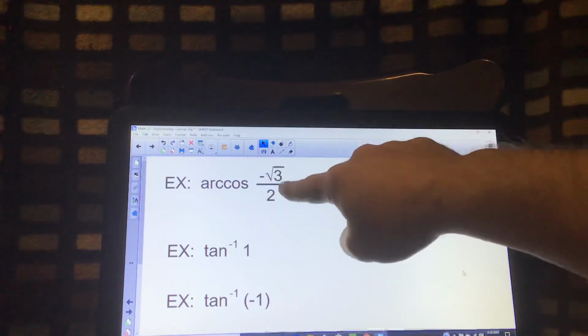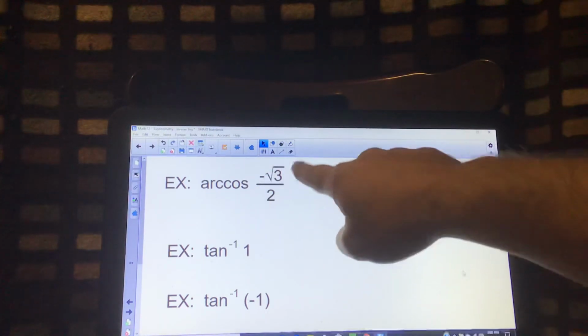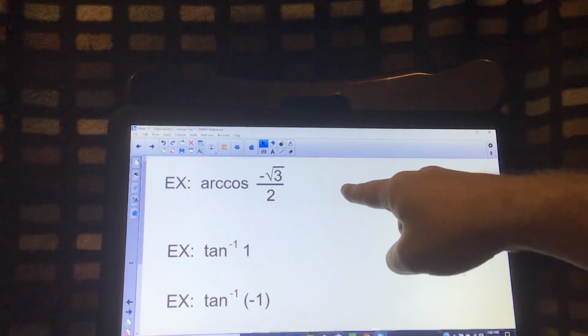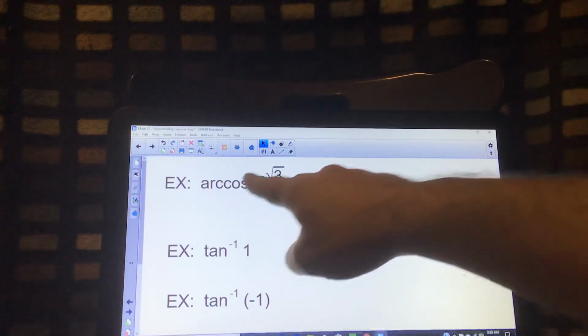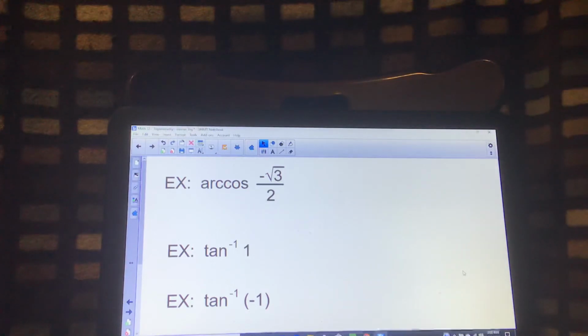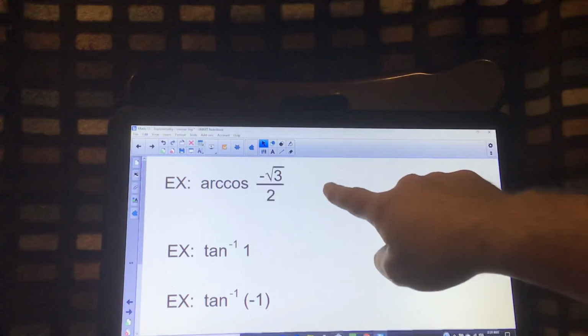If this were positive, cosine inverse of radical 3 over 2 positive from your table would be 30 degrees. This needs the answer to be out of quadrant 2. So the answer that would come out of quadrant 2 would be the mirror image of 30 degrees. If you do 180 minus 30, you get 150. So arc cosine of this value is actually 150 degrees.